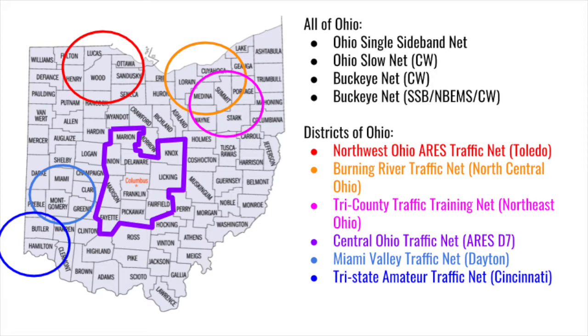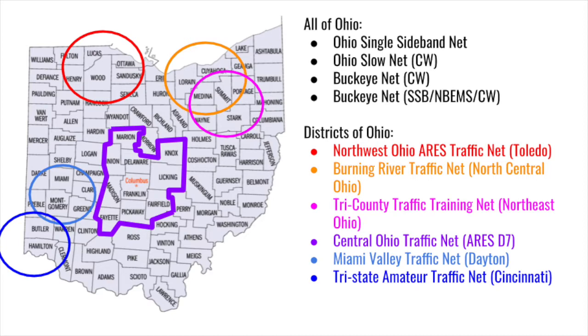In addition to these local or district nets, we have several nets that cover the entire state of Ohio. The Ohio Single Sideband Net is operating by voice on 75 meters, generally speaking. We have the Ohio Slow Net, which is a continuous wave CW mode net, sending those messages by Morse code, slow Morse code, good for new operators especially. The Buckeye Net, which operates in CW, 2 times during the day. And then we also have the Buckeye Net, which also operates multi-mode.